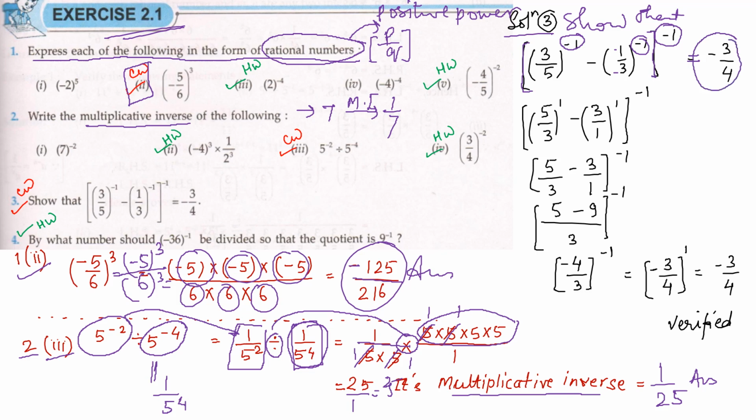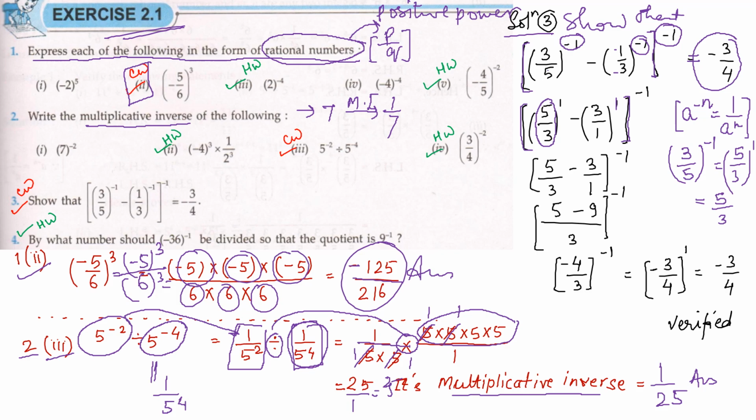So 3 by 5 to the power minus 1 will be written as 5 by 3 to the power 1. Isn't it? We are using the property of a to the power minus n is 1 by a to the power n. So here a is what? a is 3 by 5. So if it is 3 by 5 to the power minus 1, it will be 5 by 3 to the power 1. And we don't actually write power 1. It is actually equal to 5 by 3 only. So I will write 5 by 3 to the power 1 minus 3 by 1 to the power 1, and whole to the power minus 1.